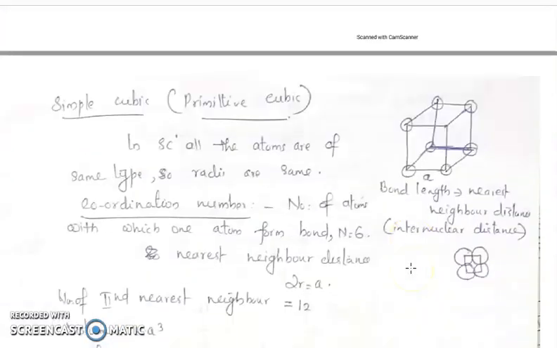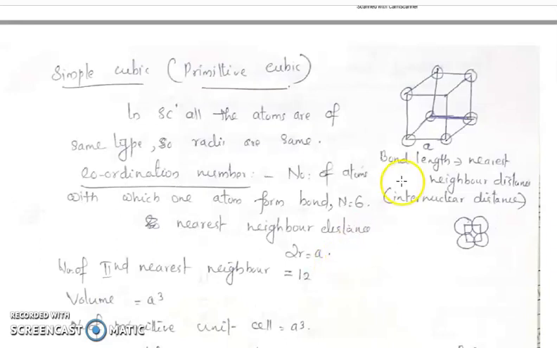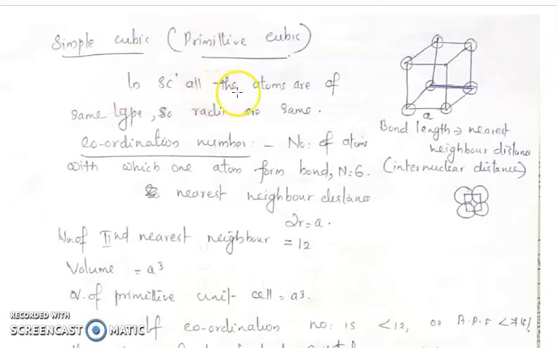Okay, then next we can discuss some of the simple lattices. A lattice is said to be primitive if it contains one lattice point. An example for a primitive lattice is simple cubic. In simple cubic, all the atoms are of the same type. These same type of atoms are arranged at the corners, so the radius will be the same.